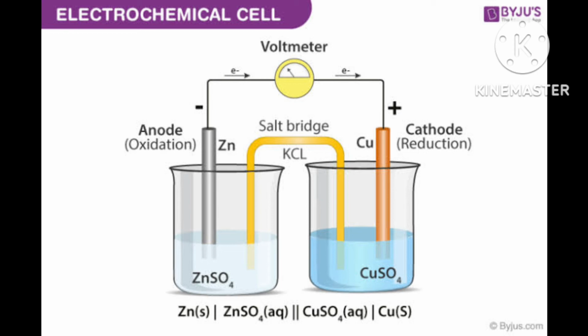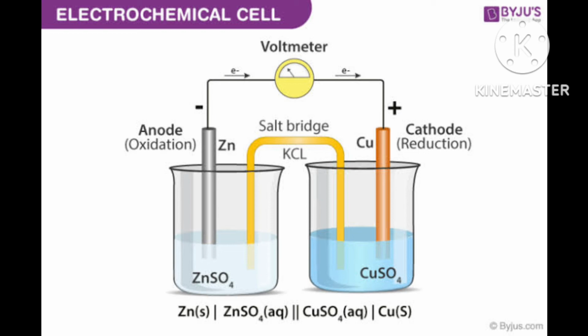And in the reverse case, the tendency to gain the electron is called reduction potential. Here copper has the reverse type of tendency. It wants to take the electron. That's why copper is the cathode. Then the electron went from Zn and came to the copper metal.